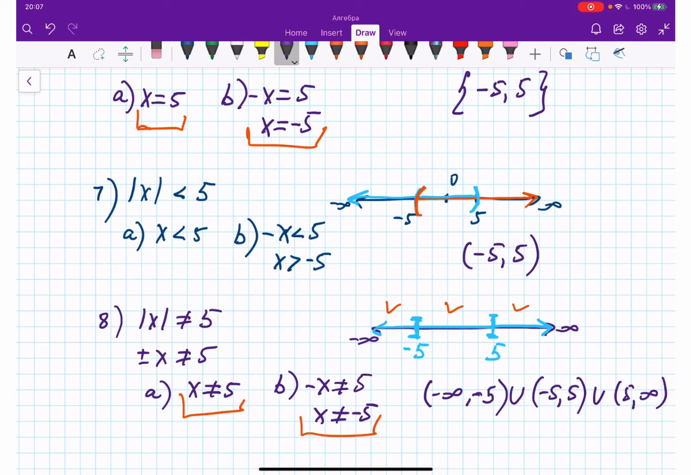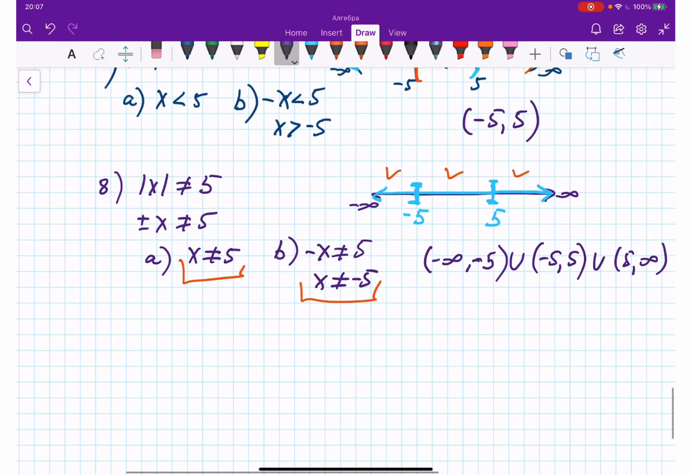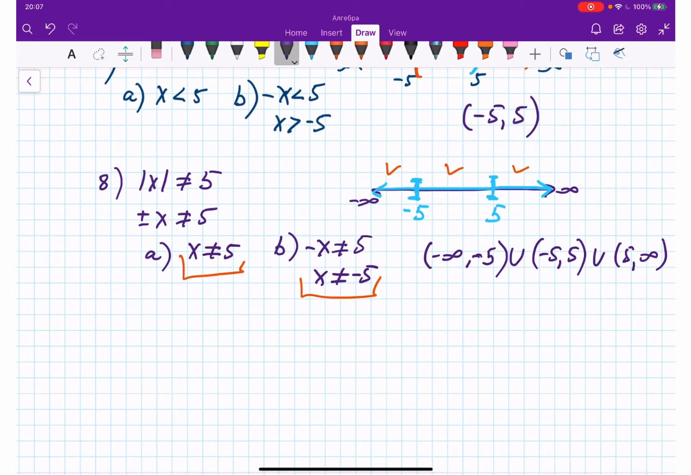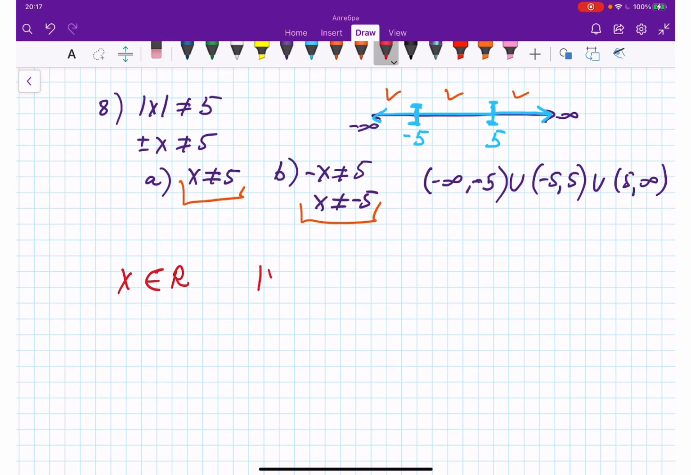Okay, now let's start solving examples. This was the alphabet for absolute values. Before we solve examples, I would like to write down the definition, the template of the absolute value. Absolute value is a function where x is a real number. The absolute value of x is equal to positive x if x is greater than or equal to 0.